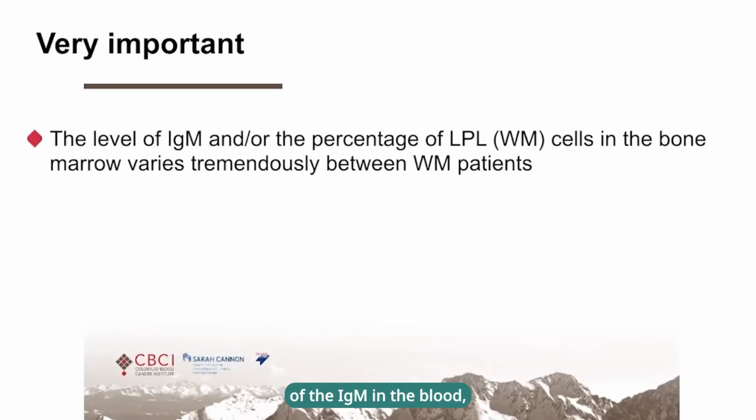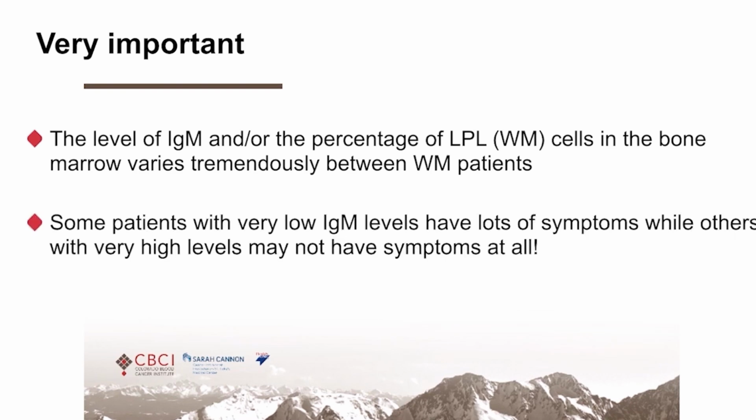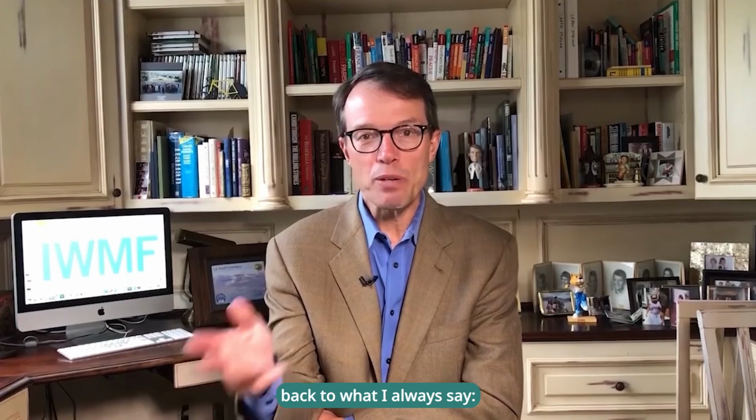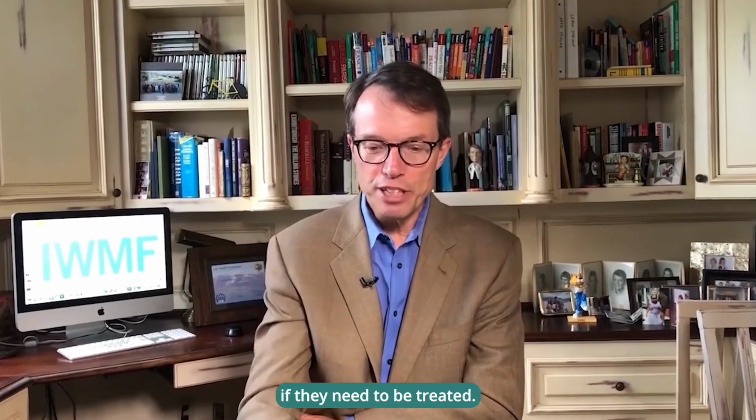So one key thing to remember is that the level of the IgM in the blood and the percentage of LPL cells in the bone marrow vary tremendously between patients. And some patients can have very low levels of IgM in their blood and be extremely symptomatic, while other patients can have very high levels of IgM in their blood and not have any symptoms at all. This is where it gets back to what I always say: talk to your patient, talk to your patient. Your patient will tell you if they need to be treated.